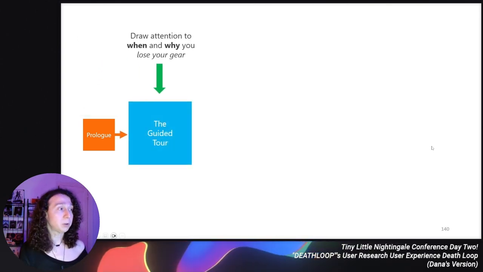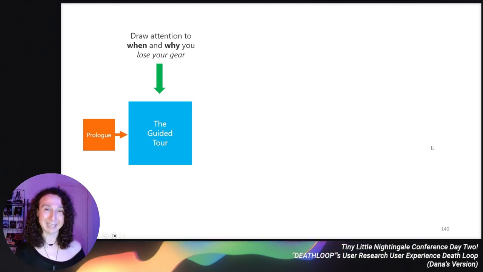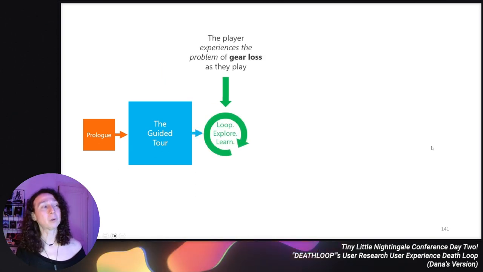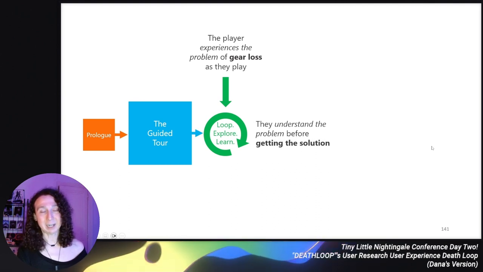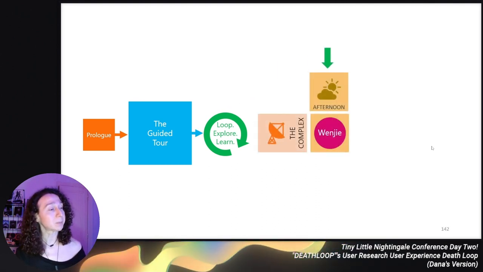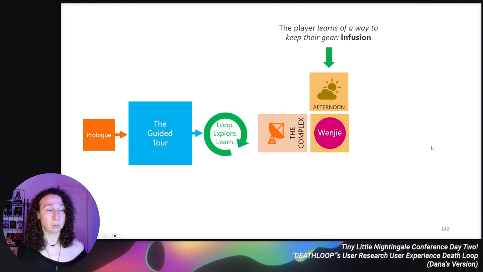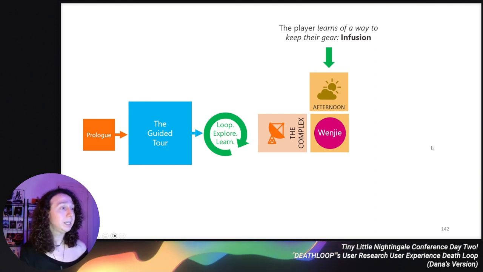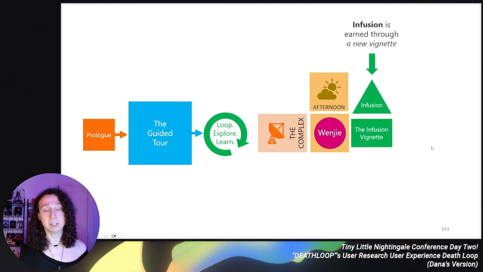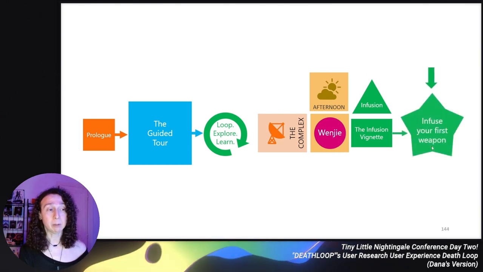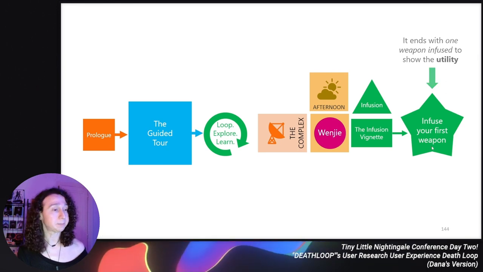We then have our guided tour, during which we will draw attention to when and why you will lose your gear. Colt will complain about it. And then as the player is exploring the world, they will experience the problem of gear loss as they play. So they're getting the problem before they get the solution. We will introduce a brand new gameplay vignette at Wenji's lab in the complex during her target mission, and they will learn all about infusion and why it's useful. Through the course of this vignette, they'll not only gain the ability, but they will infuse their first weapon. So we're very, very clear about the function of this ability.